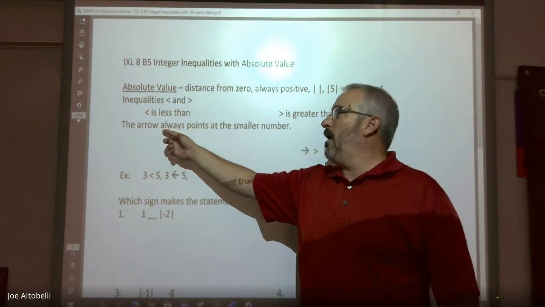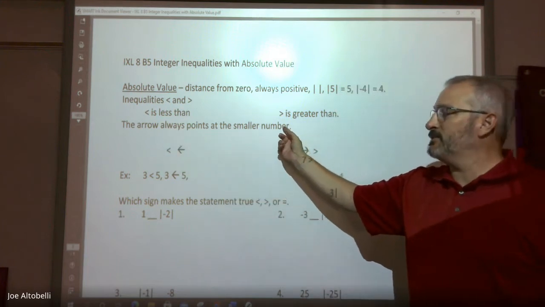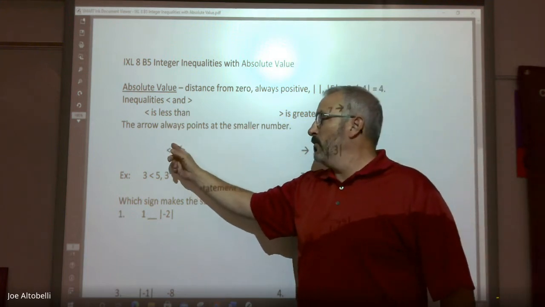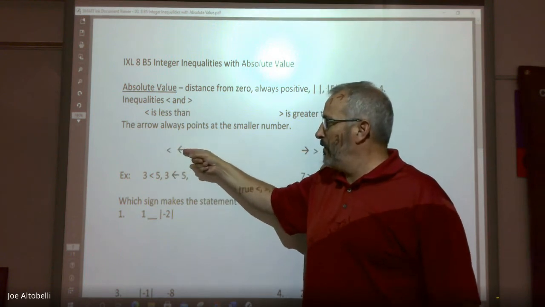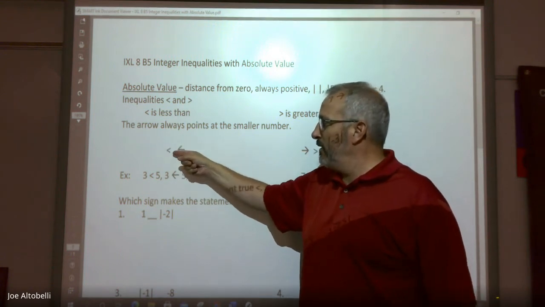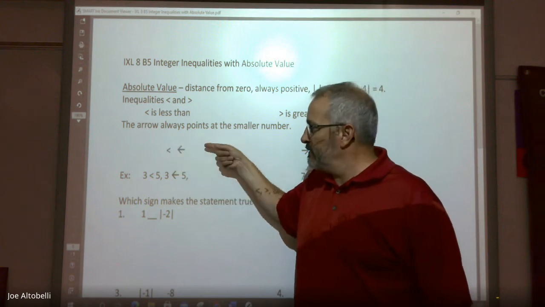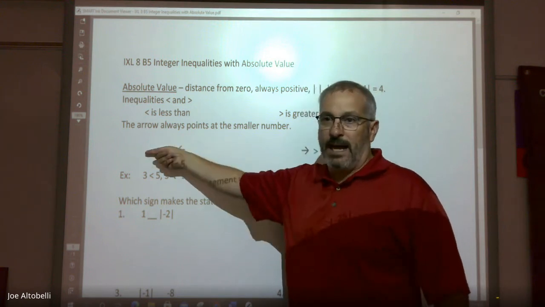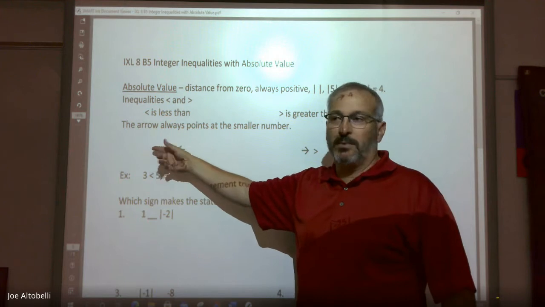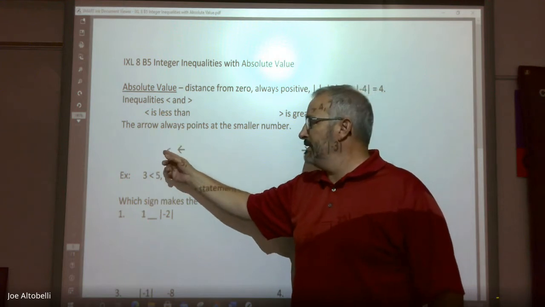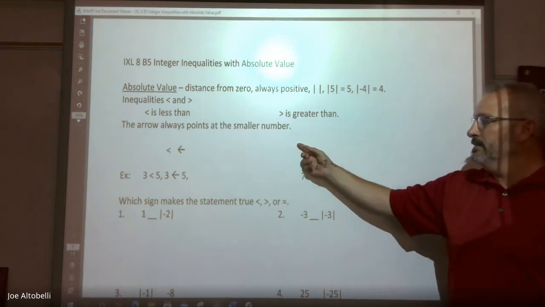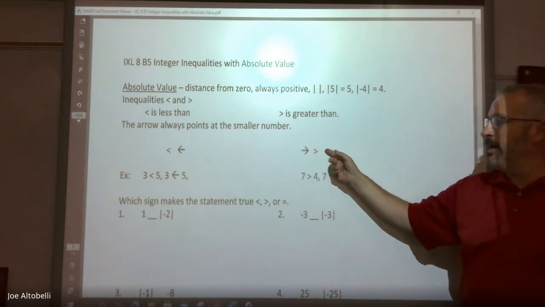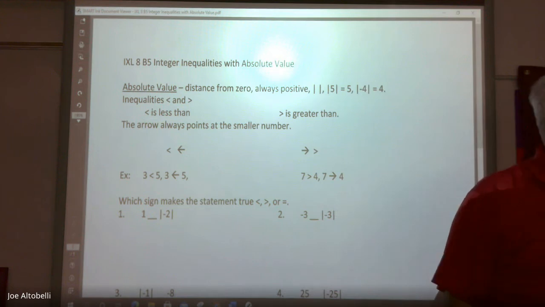The arrow always points at the smaller number. So when you're looking at the less than, here's an arrow. The tip of the arrow is just like the less than. It's pointing to the left. The hard part for some people to visualize is that this is pointing to the left. And then the greater than is pointing to the right. And the arrow is always going to point at the smaller number.